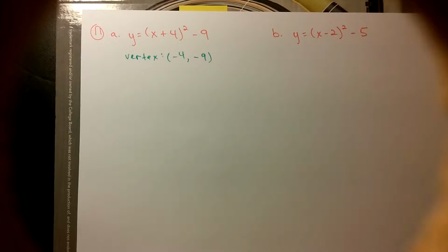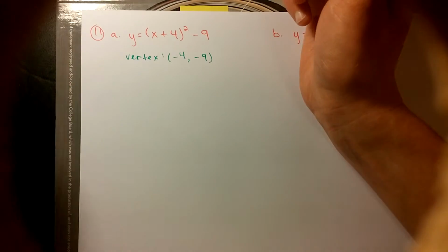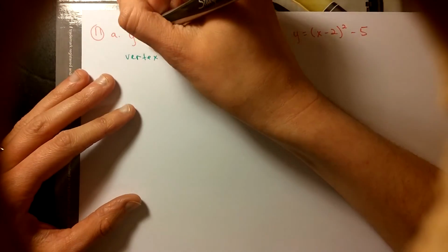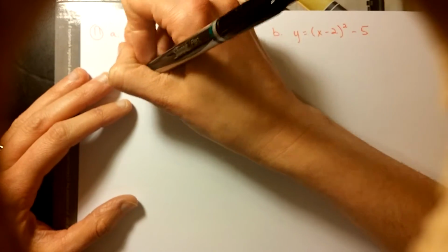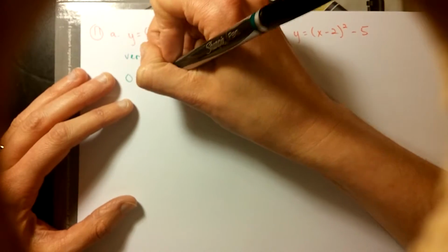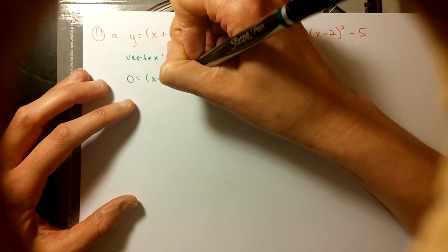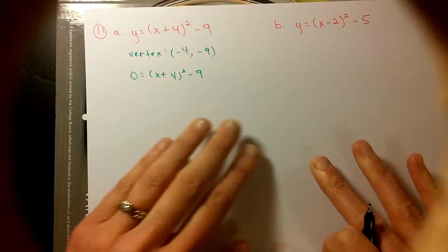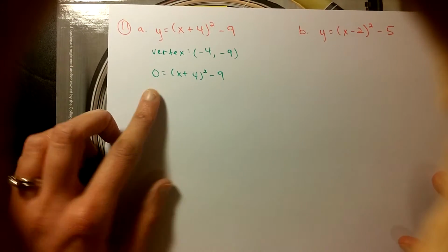And then we're also supposed to find the x-intercepts. So anytime you want to find x-intercepts, you start by making y 0, because the x-intercepts are on the x-axis where y is 0. So I'm going to replace the y in the equation with 0. And then I just need to solve this equation for x.